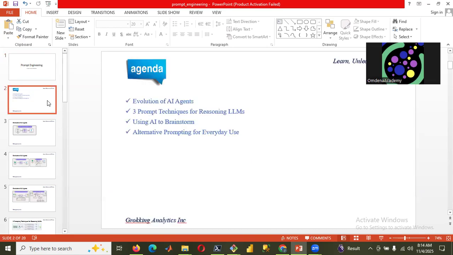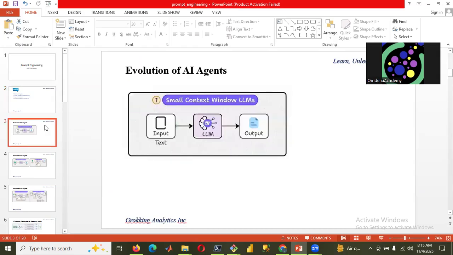So I'm going to start from the beginning so that we can have better context and a better understanding of what it is. We're going to cover the evolution of AI agents, three prompt techniques for reasoning LLMs, using AI to brainstorm, and of course, alternative prompting for everyday use. So it's very basic, but you also have to be able to understand and gain perspective.